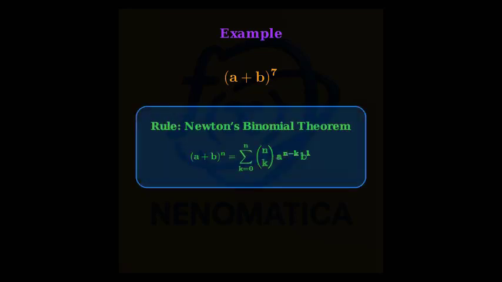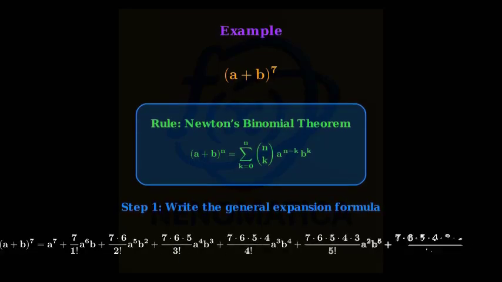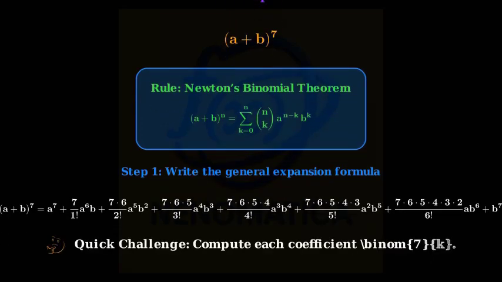We will expand the 7th power binomial exactly using Newton's binomial theorem. First, display the example and the problem statement in bold orange math. Then we recall the theorem as a rule before we start the steps. Step 1. Write the general expansion formula for the 7th power. We'll title this step. Then place the unsimplified factorial form of each coefficient. Quick challenge. Can you compute each binomial coefficient before we simplify?